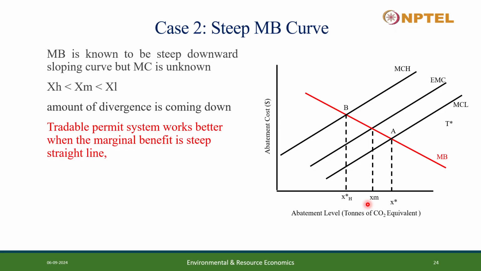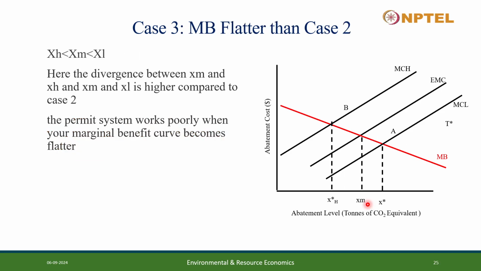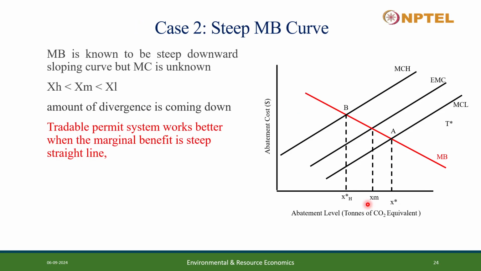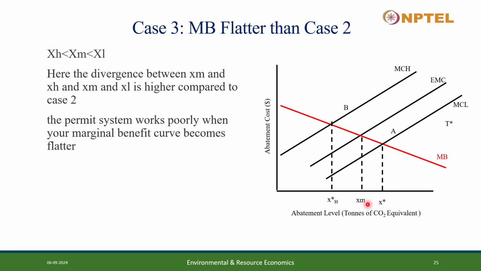Here in case 1 the divergence is lesser, and in case 2 the divergence is lesser, and in case 3 the divergence increases between the optimum level of abatement and expected level of abatement. So here the divergence between XM and XH and XM and XL is higher compared to case 2, since we have assumed that MB curve is flatter compared to case 2. So the permit system works poorly when the marginal benefit curve becomes flatter.